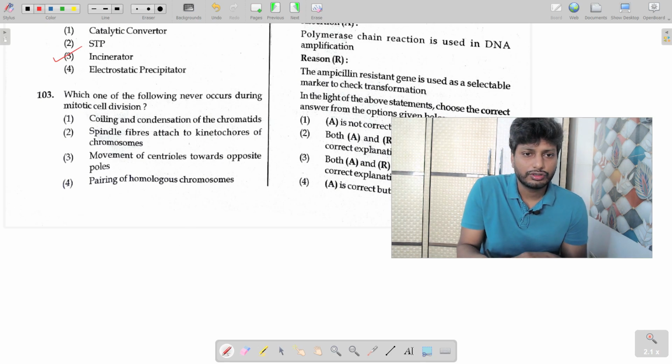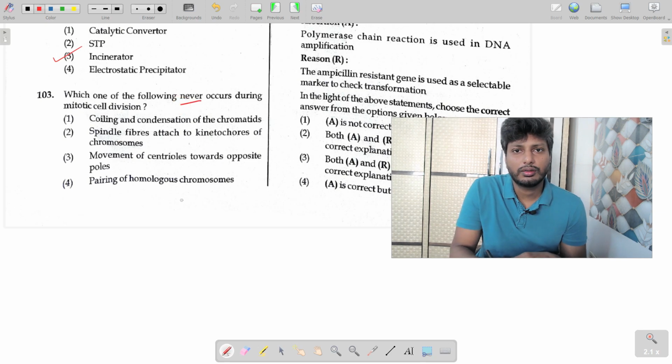Never, again. So dear students, always you have to be careful about such questions because there is a high chance of some error happening, because sometimes we tend to be a little hasty while attempting the questions. So always make sure that you read the question very clearly, and ensuring that you read each and every word properly. So here they are saying that which is not observed in mitosis. Let's read the options. Okay, coiling and condensation of chromatids.